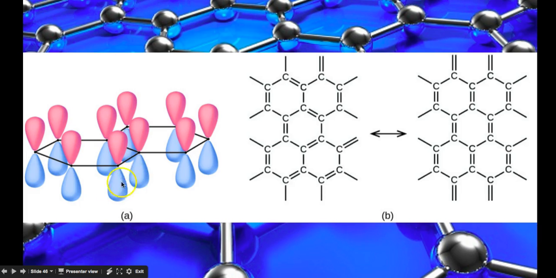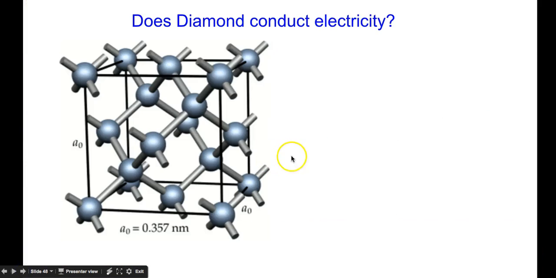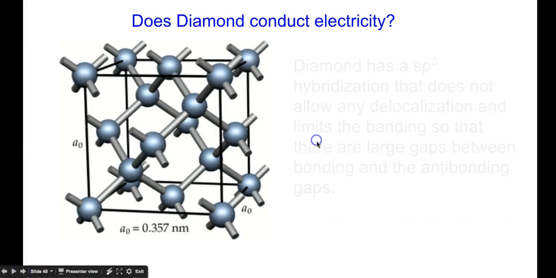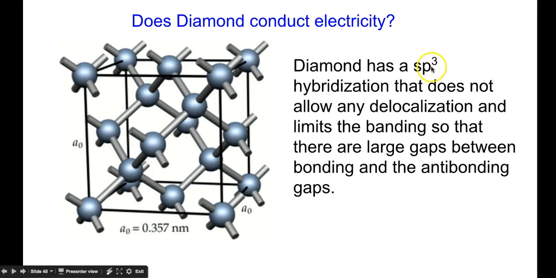Migrate, which means these electrons are totally interconnected, and what we have is something called pi stacking. We're going to stack all these pi bonds in our MO orbitals. So diamond doesn't conduct electricity because the gaps are too big. The sp3 hybridization does not allow for any delocalization, so therefore it limits the banding, so there are no large gaps.